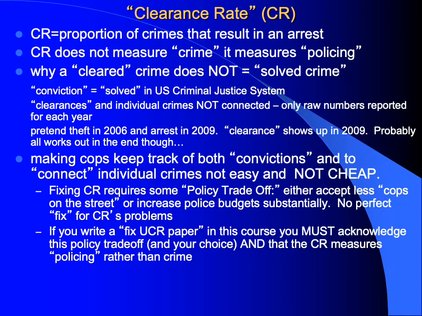So if you write a fixed UCR paper in this course, you must acknowledge this policy difficulty, and you must acknowledge that the clearance rate measures policing effectiveness, if you will. How well the police are doing in solving crimes, purportedly. It does not measure crime. The clearance rate does not measure crime. You must indicate these two things. That'll help your thinking if you do this. A lot of people who write that paper in a course of mine mess this up with the clearance rate. Alrighty, that's the end of this update.